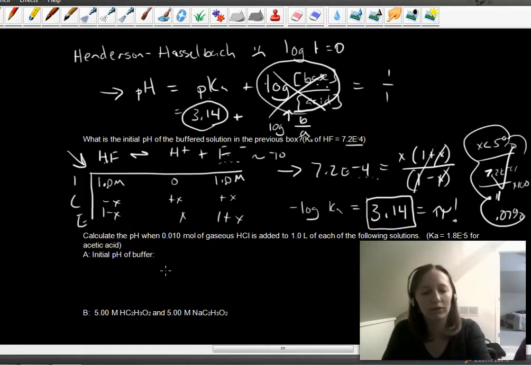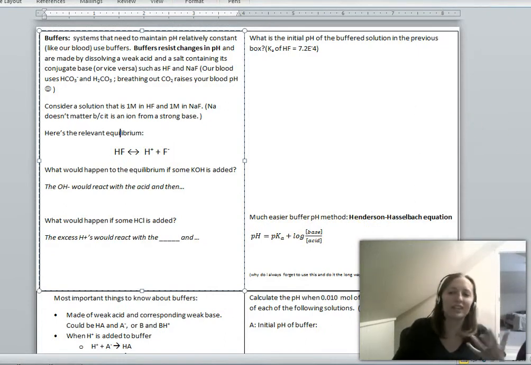Okay, so some things to know about buffers. You need to sort of understand them.